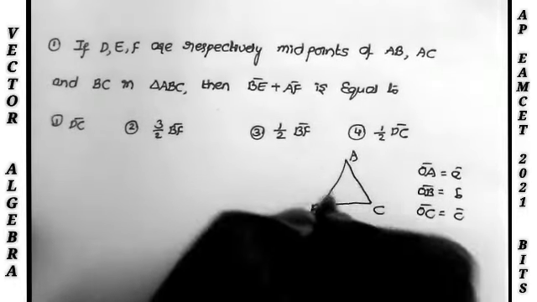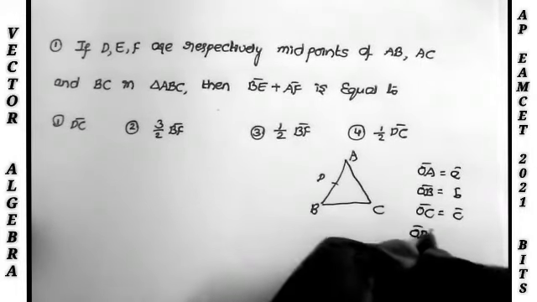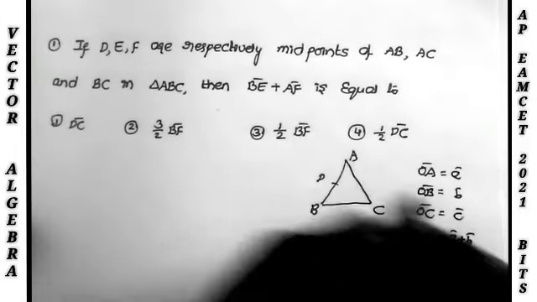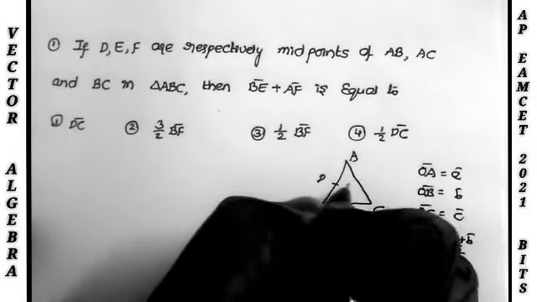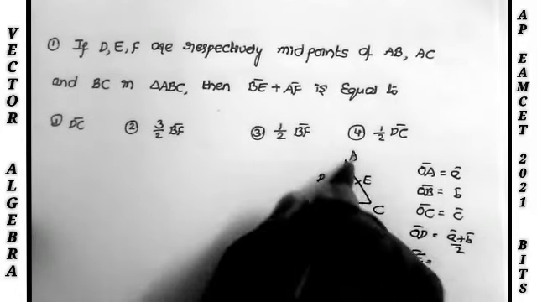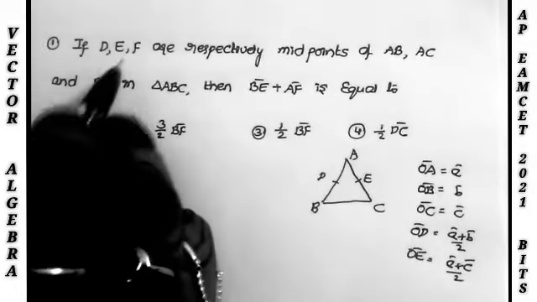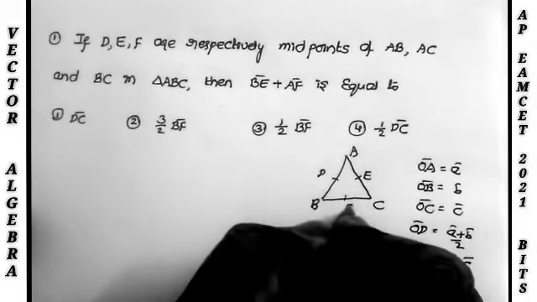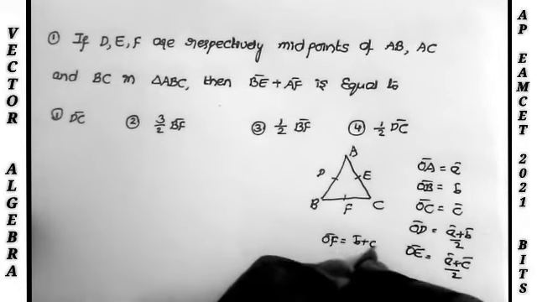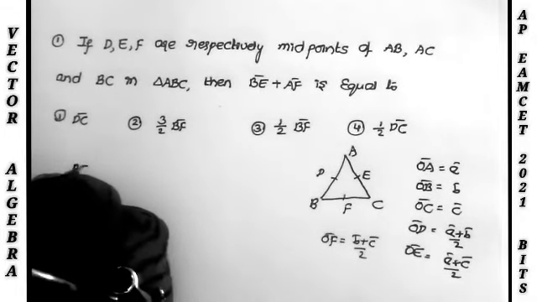What is given? D is the midpoint of AB, so OD bar is the midpoint of these two, that is A bar plus B bar by 2. E is the midpoint of AC, so OE bar is A bar plus C bar by 2. And F is the midpoint of BC, so OF bar is B bar plus C bar by 2. What is the given question? What is the value of BE bar plus AF bar?